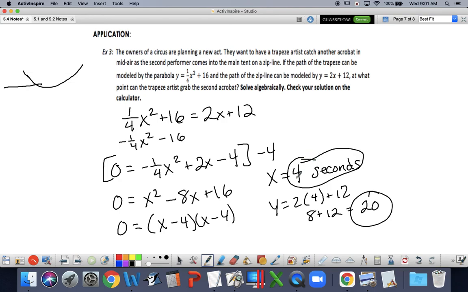So when in doubt, even if it's a word problem, if it's asking you to find their intersection point, just go ahead and solve it as you normally would. All right, thank you. This concludes this unit 5 for Algebra 2.